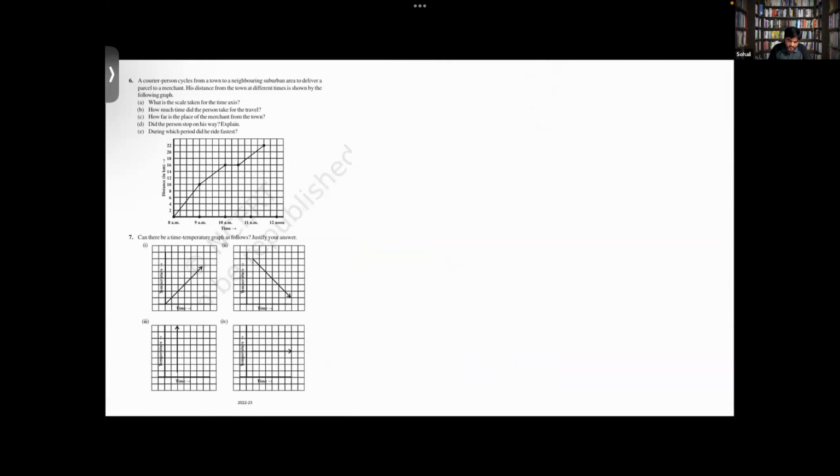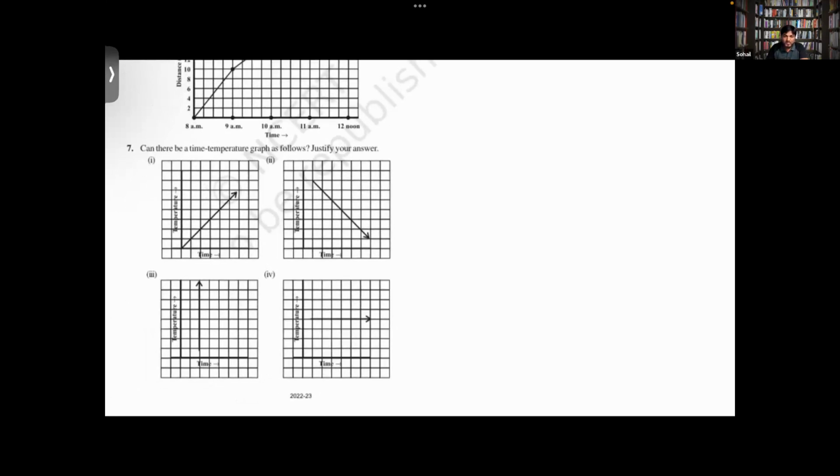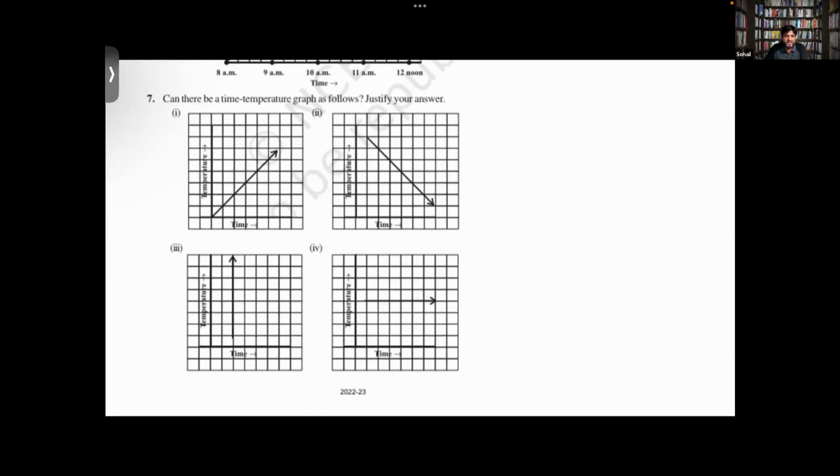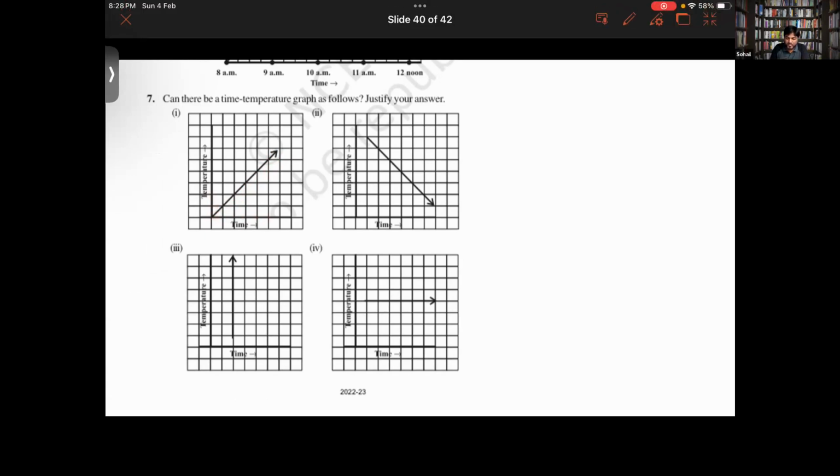In the first figure, let me zoom it out. The x-axis shows the time and the y-axis shows the temperature. Here you see that a linear graph is being shown between the two, right? As the time is increasing, the temperature is also increasing. How? When two values are in direct proportion to each other, as we studied in direct proportion, when one increases, the other also increases. Correct.